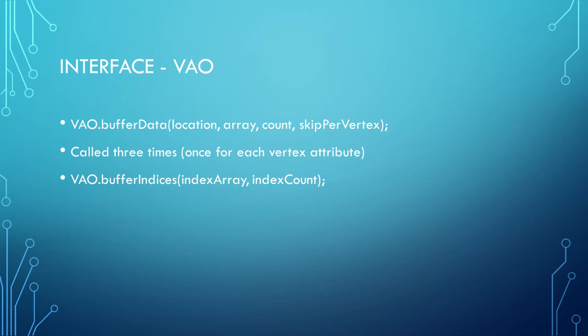Now, to access the vertex array object, what we're going to do is do VAO.bufferData, where you give it the location of the attribute you're binding to, the array elements, the number of elements, and the number of elements per vertex. Now, in our situation, we're going to bind at location 0 the positions, so we're going to call bufferData 0, positions, the number of positions, as well as 3 because there's 3 positions for every vertex. Now, the next thing that we need to do in the VAO is bind indices, and that's going to be VAO.bufferIndices, index array, and the index count.